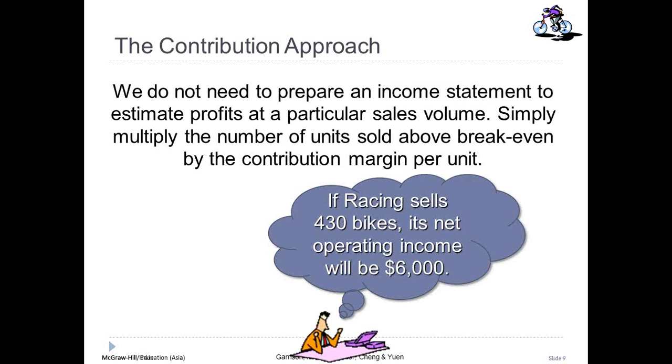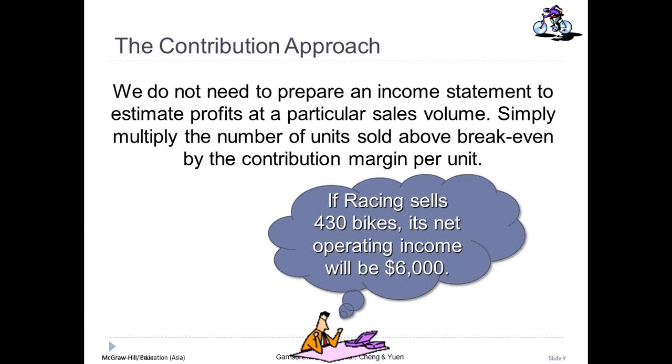What is the contribution approach? This is a nice way for managers to determine what's needed to break even, and the focus is on variable expenses and fixed costs. So if we develop equations that calculate break even and net income, we will not have to prepare a detailed income statement and profit and loss statement to determine what net income will be at any level of sales.